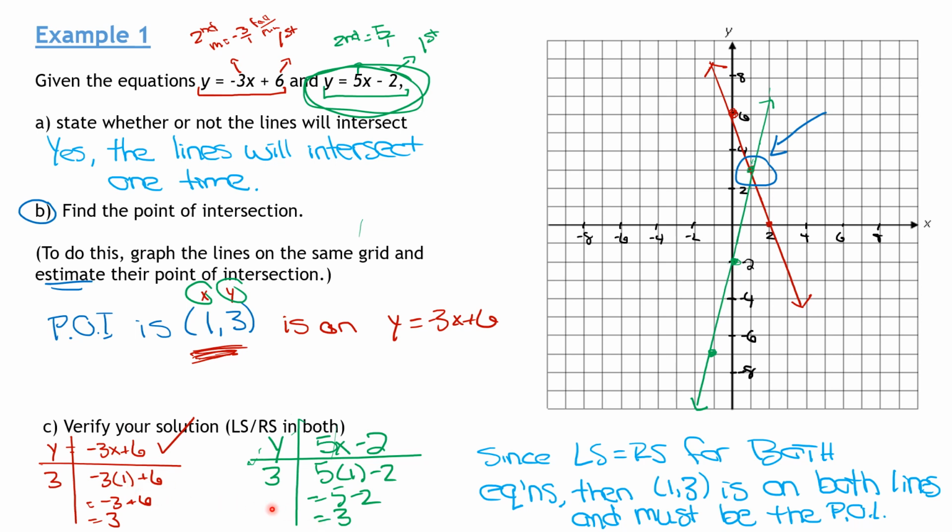However, if I substitute it in here, and I didn't get left side to equal right side... Now they both happen to equal 3. That's not important. What's important is that this left side equals this right side, and this left side equals this right side. If it only worked on one, if it just worked on the red line, then that would mean I found a point on the red line, maybe this one. But if it didn't work out to be on the green line, then it's not the point of intersection because it has to be on both.